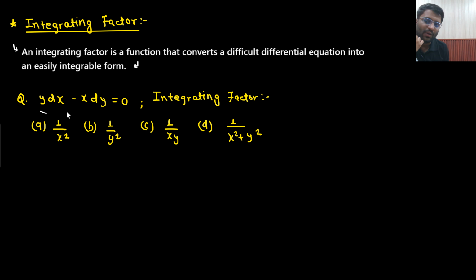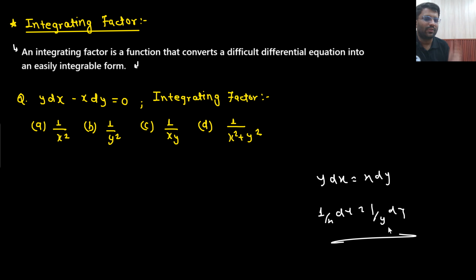Someone would say that, sir, I know how to solve this equation. Y dx minus x dy. Sir, it is always easy for me. Y dx could be written as x dy. Then, sir, x goes aside, 1 by x dx. Then y goes downside. Sir, I can easily solve it. But it is not an exact equation, no.